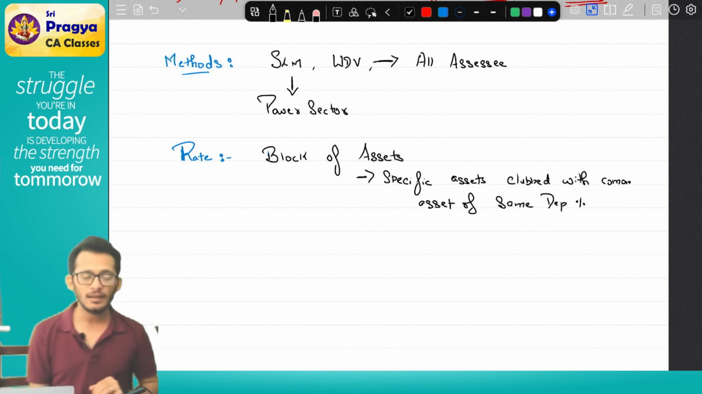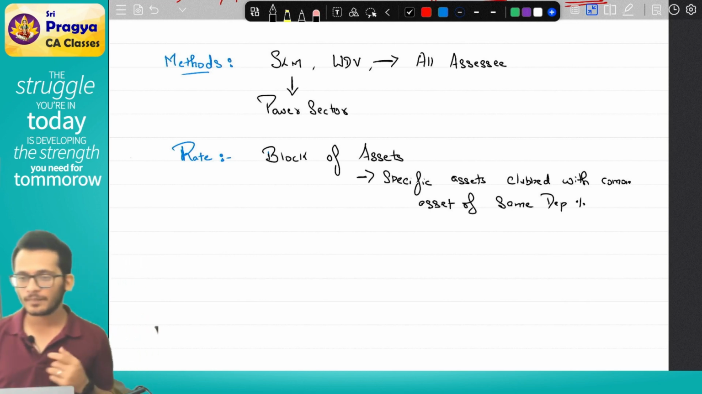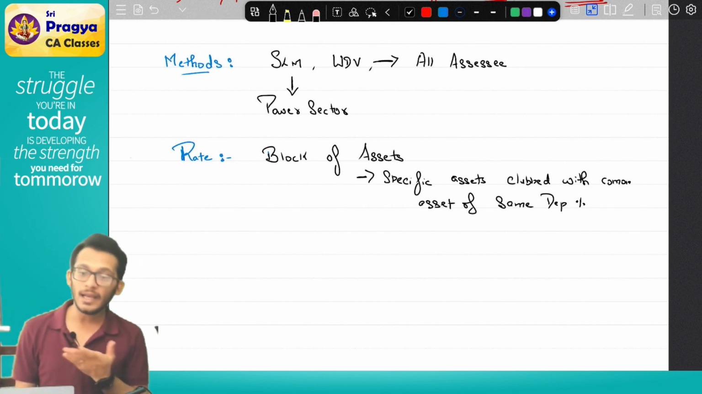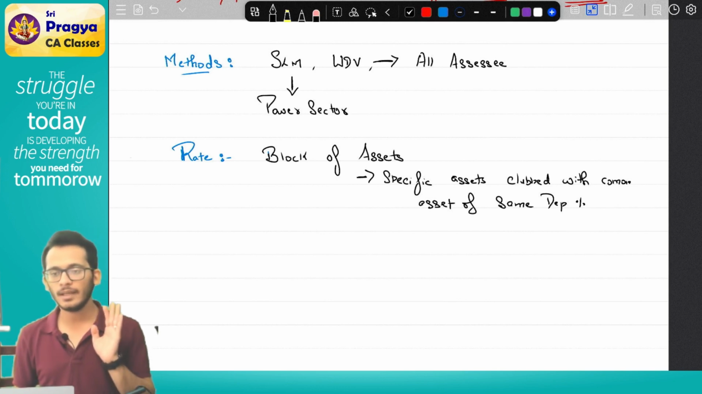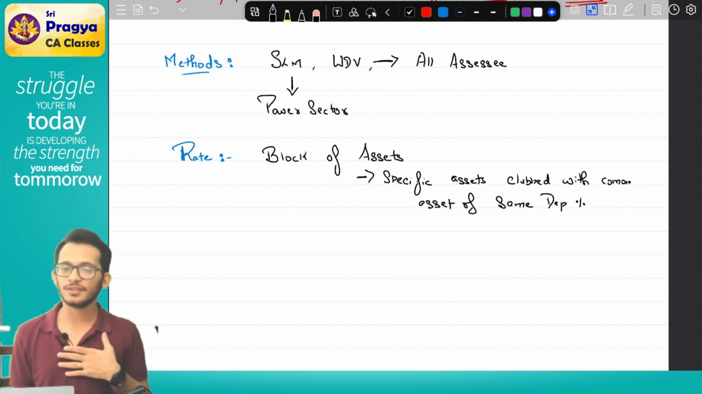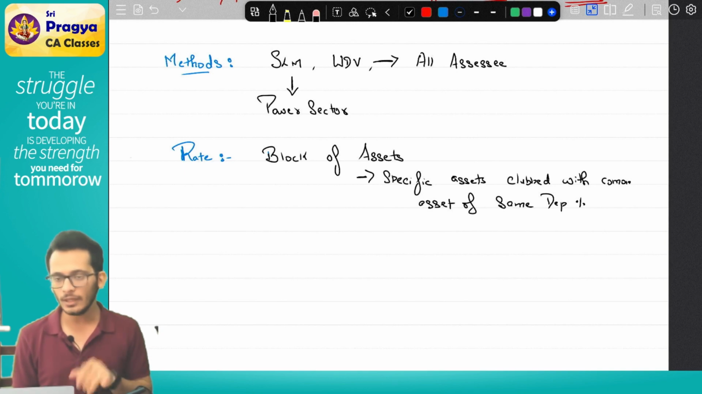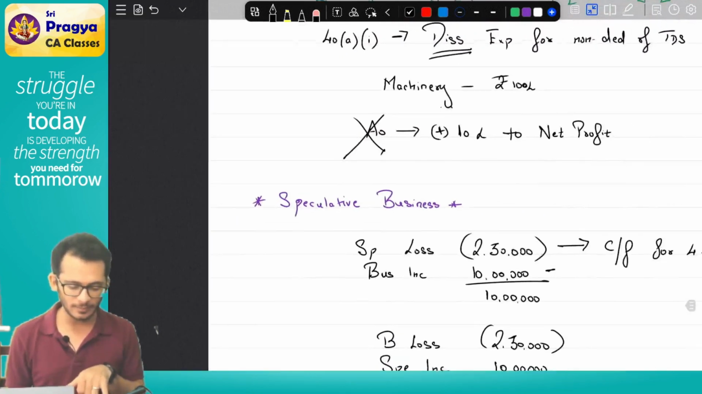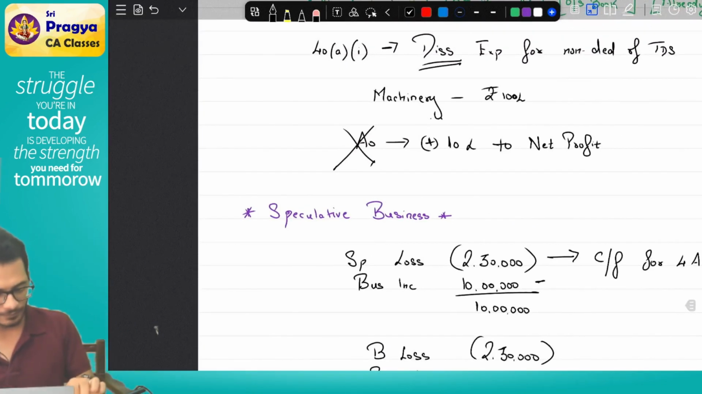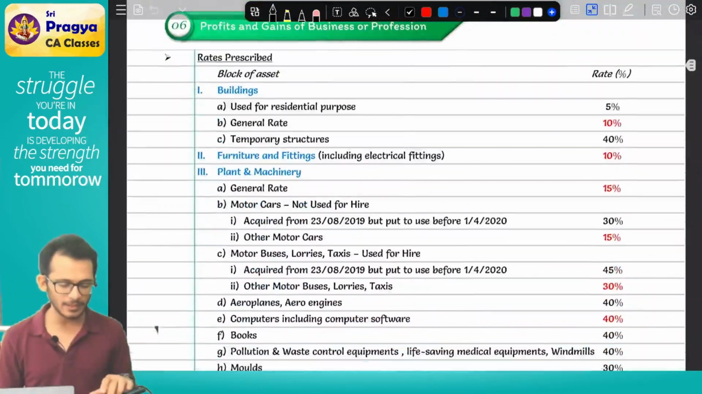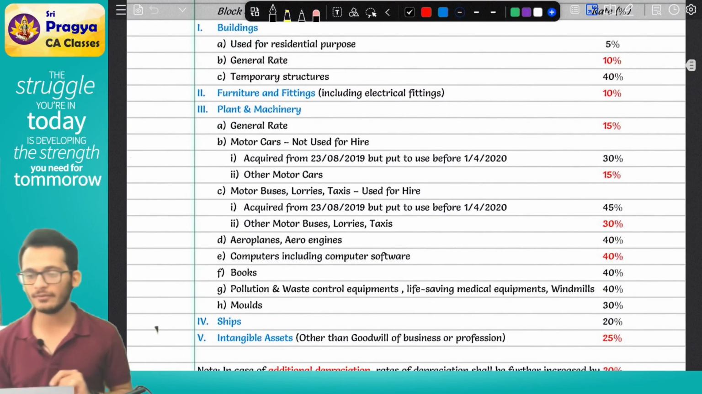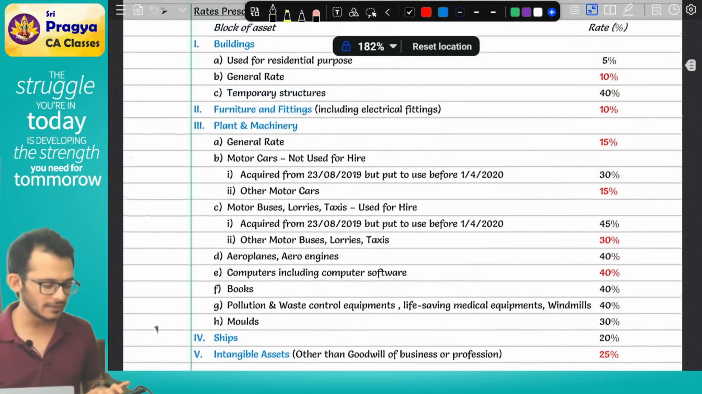Income tax came and said, I will give you a block of asset concept, and I will tell you what the depreciation rate is. Who am I? Income tax. So income tax told, forget accounts. I don't want different depreciation rates for different people. I will tell you what the depreciation rates are. You follow those depreciation rates. Rahul, what are the depreciation rates? They have come and defined these many depreciation rates. We're going to read the depreciation rates together.